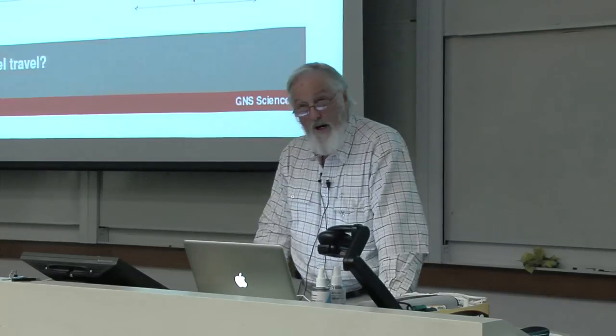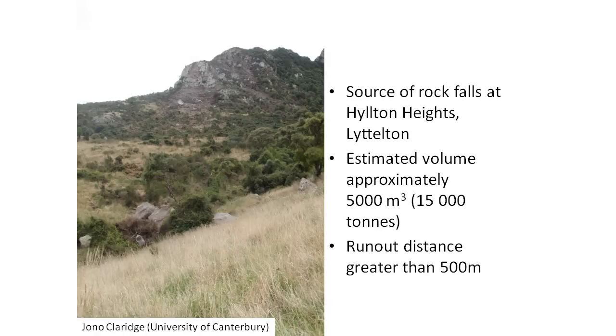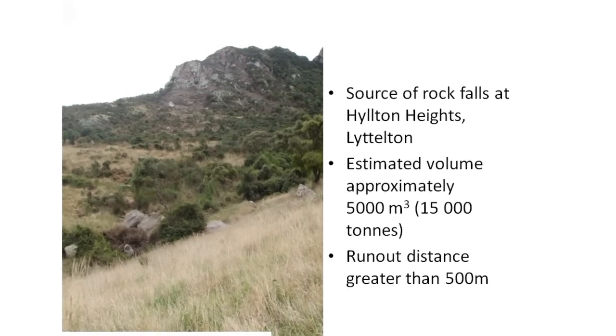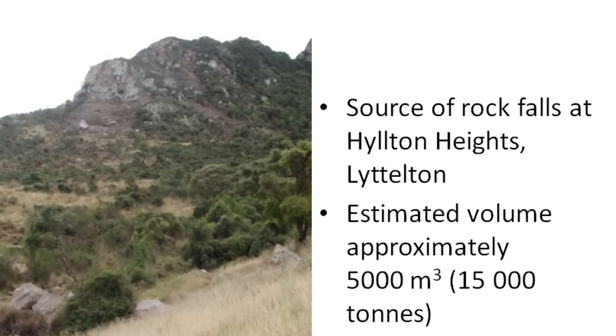And so we address that as a generic approach, and then we have to go and look specifically at what's going on. Now, this is the worst one in Littleton. That's the source area. There's about a 5,000 cubic metre block of rock still perched up there.